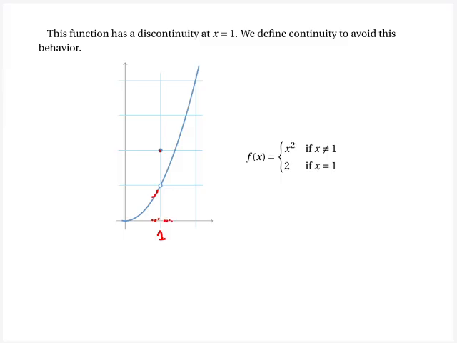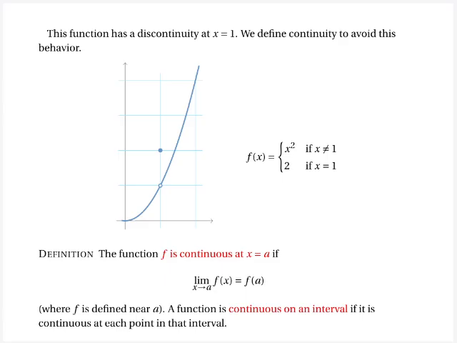If you take spots that are near to 1 but above, you have outputs that are near to 1. All of a sudden at 1, it jumps up to 2. So we want to avoid that. So we want to say that can't happen. So in a continuous case, that can't happen. Spots near to the anchor point have to have values that are near to the anchor point's value. And that's exactly what the definition says.